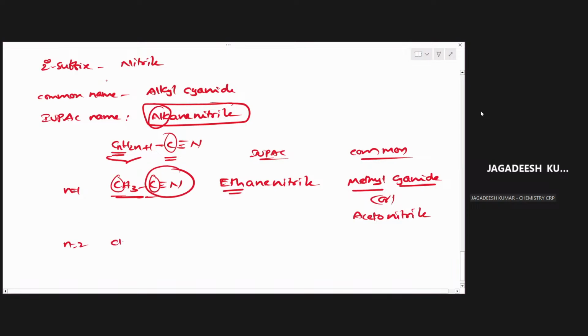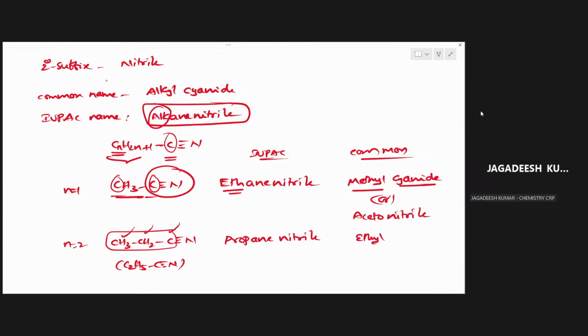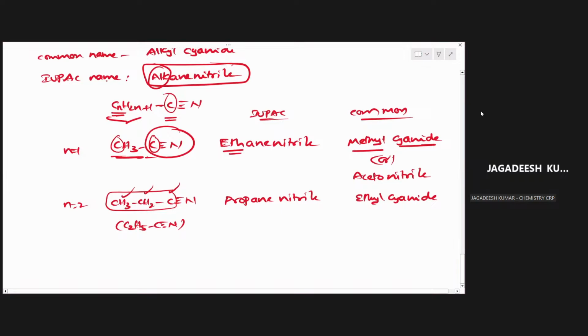If I am taking n equal to 2, then I am substituting C triple bond N here: CH3CH2 C triple bond N, or you can write directly C2H5 C triple bond N. Now here, how many carbons in the longest continuous carbon chain? 1, 2, 3. So 3 carbons. Then 3 carbons means what is the root word? Prop. So prop and the remaining part as usual: propane nitrile. But you can write one more name here. Ethyl cyanide is the common name. So like that, you can write cyanides, their IUPAC names and examples.